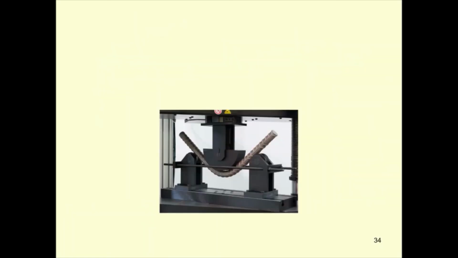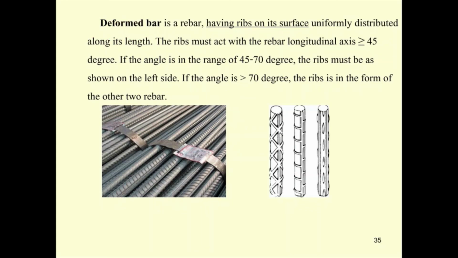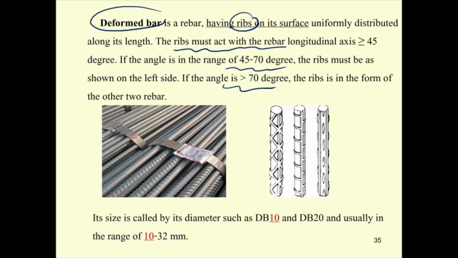Okay, and the bend test is like this. This is showing the bend test. When it's a bend test, we should not have cracks around here. We bend it because we try to increase the bond between the concrete and the steel. The deformed bar has lugs, okay, on the surface, and the lugs must be designed properly as specified here. Okay, and the detail you can read by yourself.